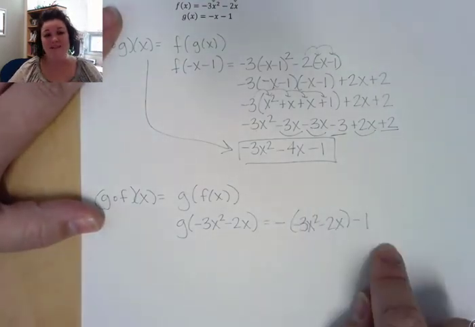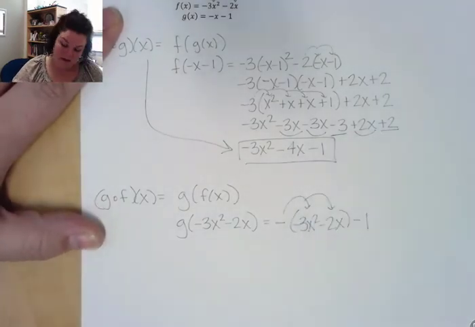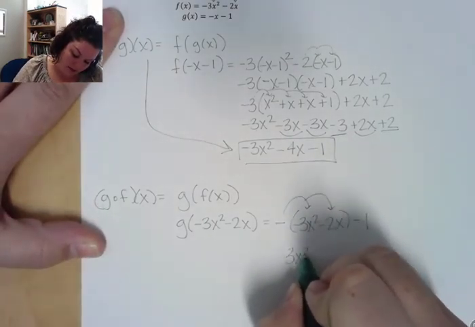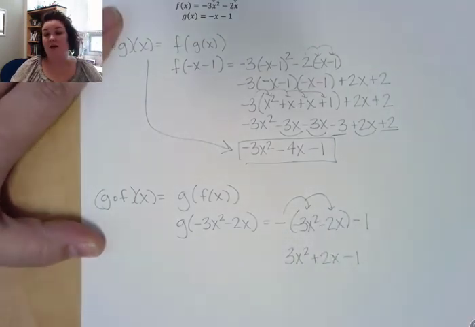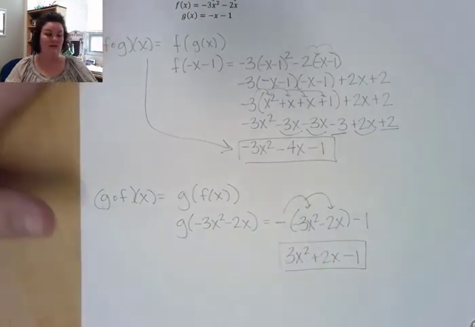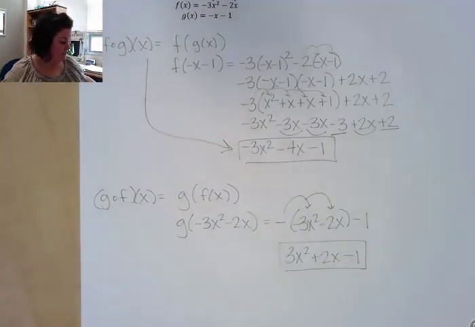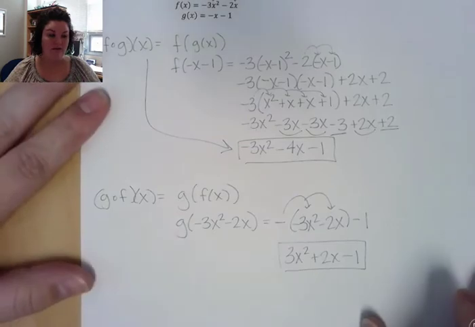And then to simplify, this is a lot easier than the last one, right? I just need to distribute that negative. So I end up with positive 3x squared plus 2x minus 1. And I don't have any like terms, so that's as far as I can go. And I'm just going to leave it like that. Okay. All right. Let me look at a couple more examples, and then I will let y'all try some.